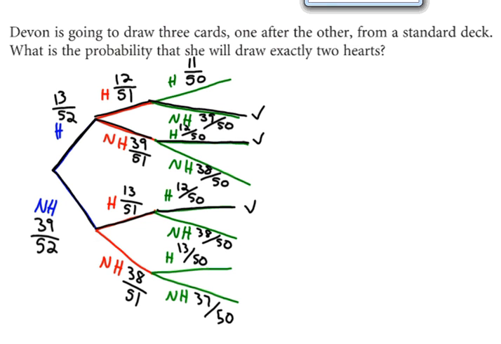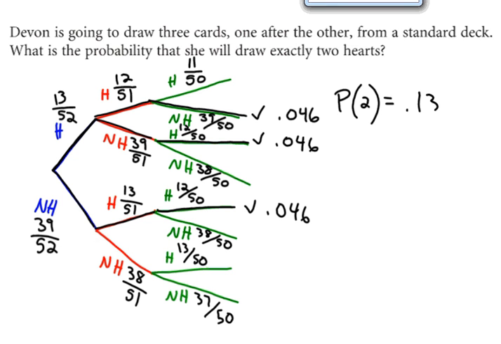So we've taken out our calculator, we've multiplied the probability of the branches in each pathway together, and we see that the probability of the first pathway is 0.046 rounded. The probability of the second pathway is again 0.046, and the probability of the third pathway is again 0.046. So to get our final probability that Devin chooses exactly 2 hearts, we add 0.046 plus 0.046 plus 0.046, and we get 0.138.